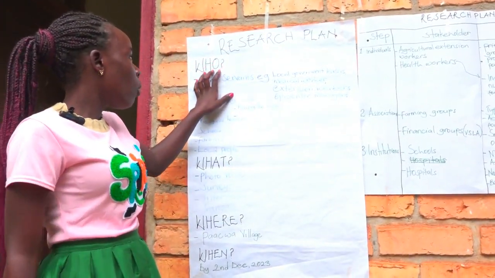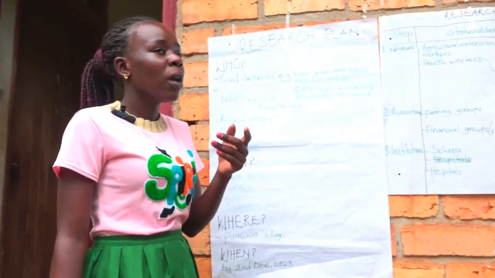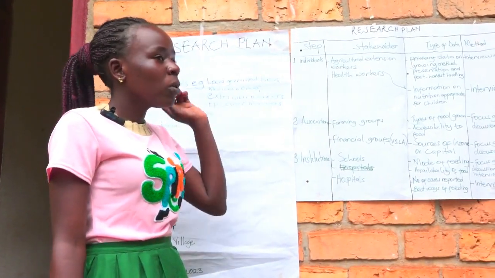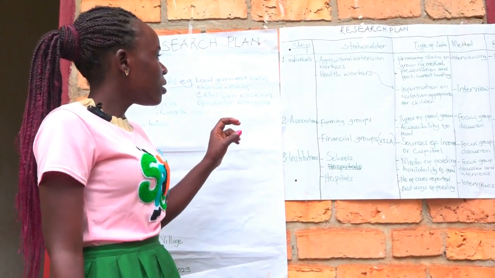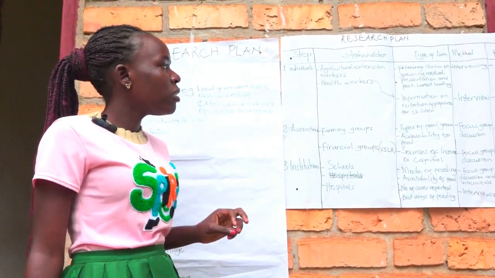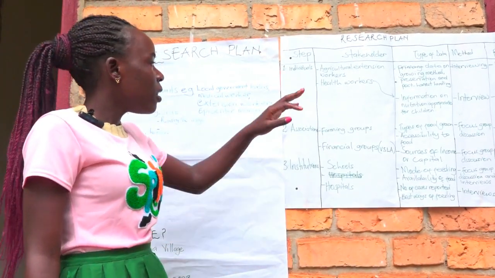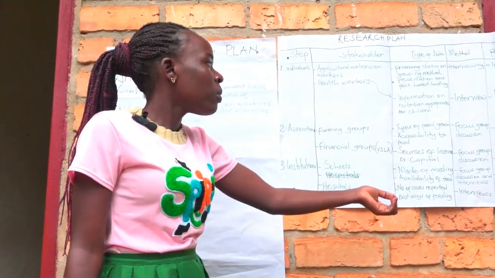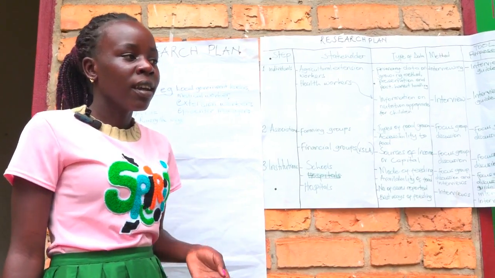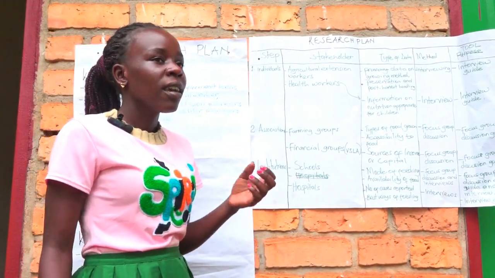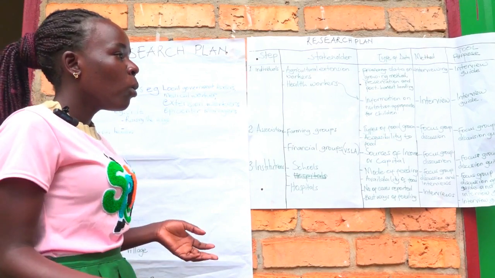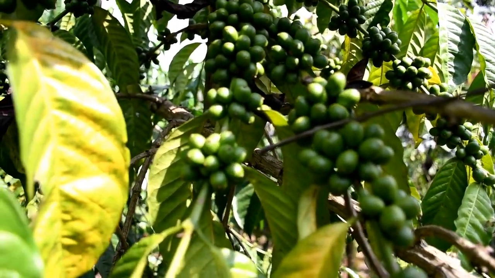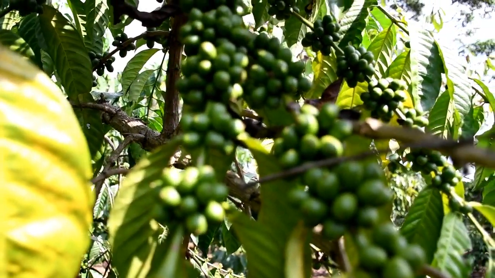So answering the who, which people we are going to use in addressing our research question. One, we are going to involve individuals. And among those individuals, we have the agriculture extension officers. From the agriculture extension officers or workers, which type of data do we need? What we need is primary data. And the primary data includes them telling us ways of growing different crops that give different food nutrients.